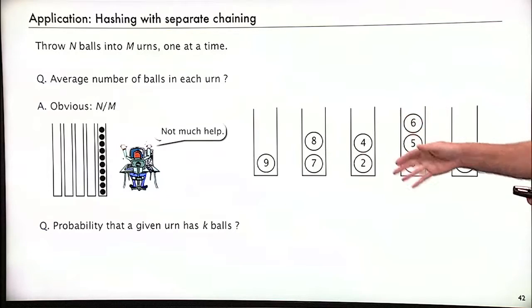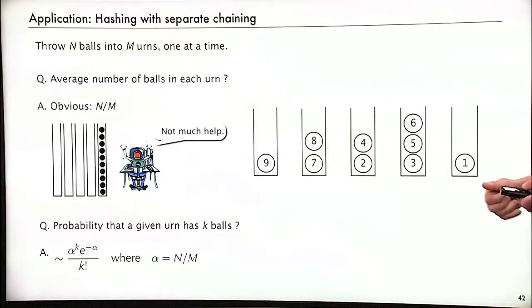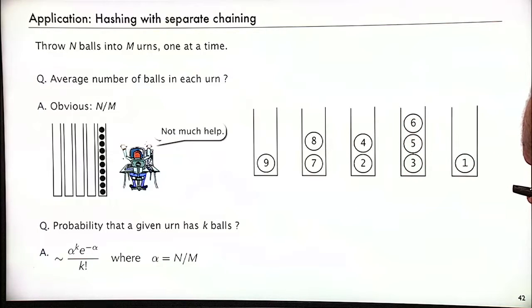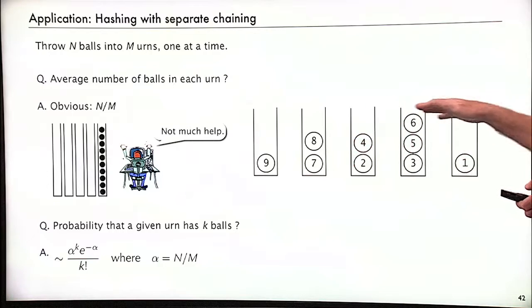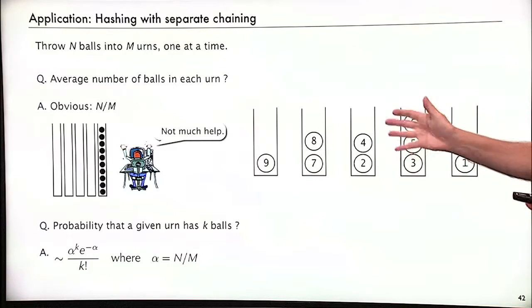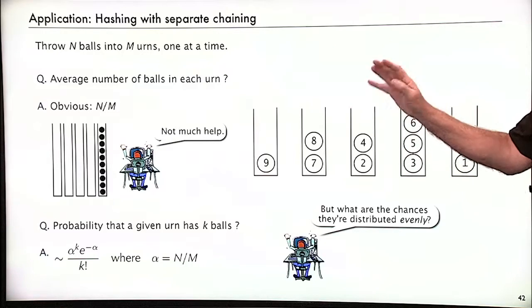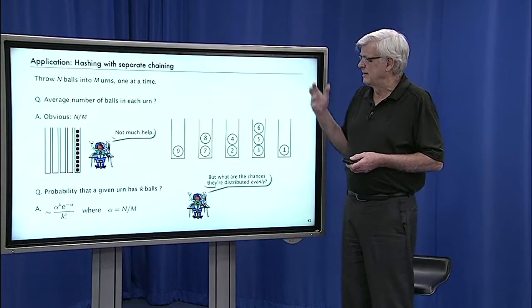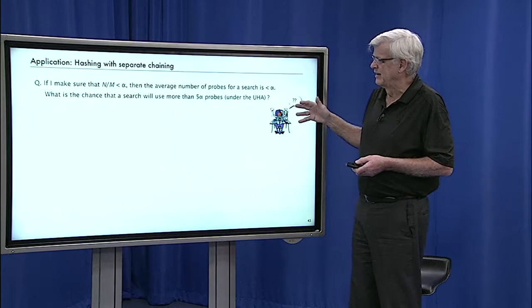And we know the probability that a given urn has k balls. That's the occupancy distribution. Generally, we're going to try to keep the number of urns large enough that our number of balls per urn is a constant, like alpha. So we know that. But what the programmer wants to know is something about the chances that they're distributed evenly. So we have to do a little more math to provide that answer.